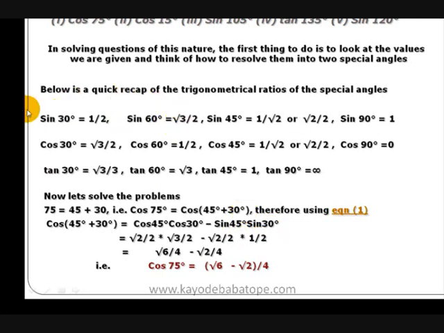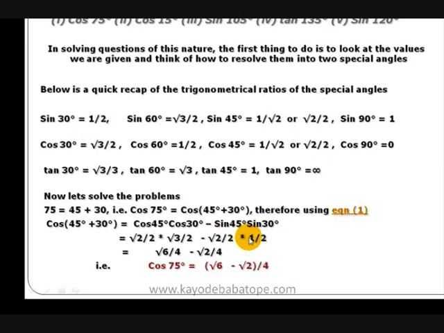Now, going to our table of trigonometrical ratios of special angles. Cos 45 is what? Root 2 over 2. Okay. Cos 30, root 3 over 2. So here you have root 2 over 2 times root 3 over 2 minus sine 45 is what? Sine 45 is 1 over root 2, or you call it root 2 over 2, okay, times sine 30. Sine 30 is 1 over 2.